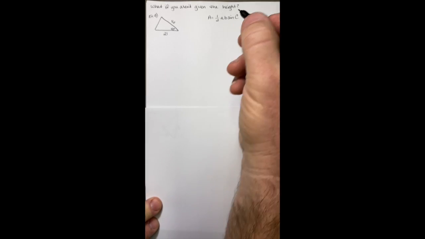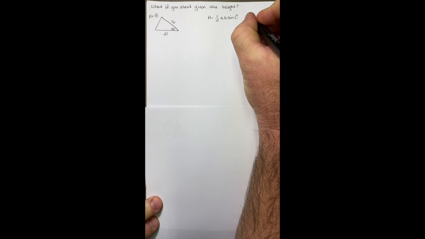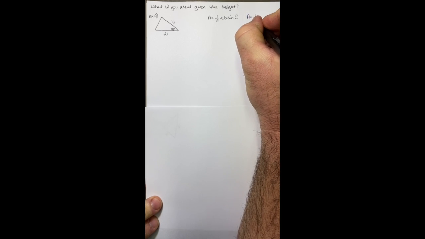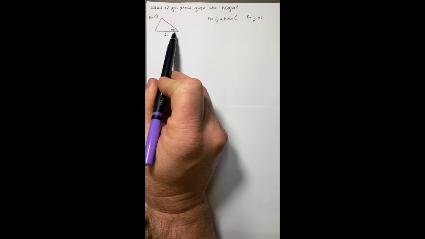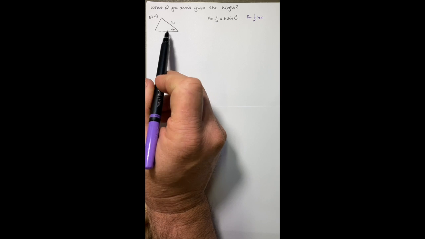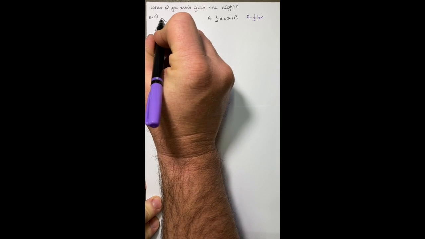But the way this really works is that it actually comes from the formula for a triangle, which is area equals 1/2 base times height, right? If it's 1/2 base times height, I know the base is 21. So that's going to be easy. The height is right here.